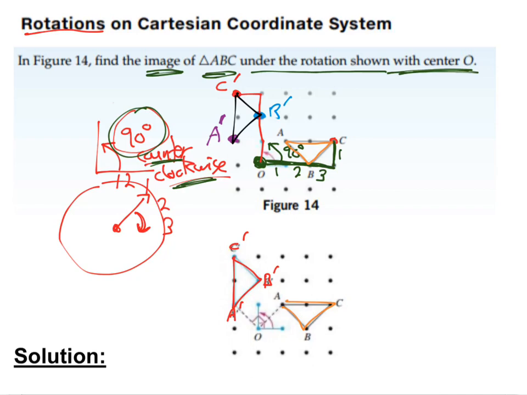You could picture it if you put your finger down on point O and you rotated the whole paper 90 degrees, this orange triangle right here would go right onto this triangle. That's how it would move. You put your finger right at O and rotated the whole paper 90 degrees, a quarter of a turn, that's where the new triangle would end up. And we found it by rotating each of the arms. We'll do more practice on that in a bit.